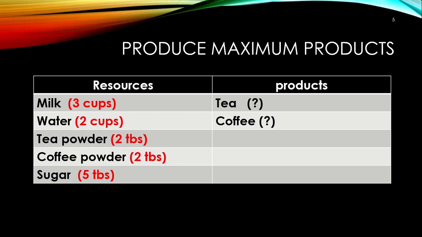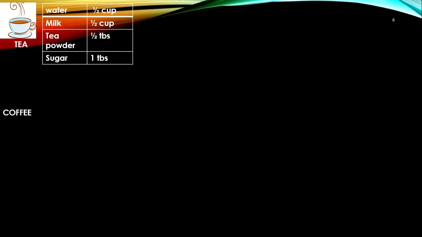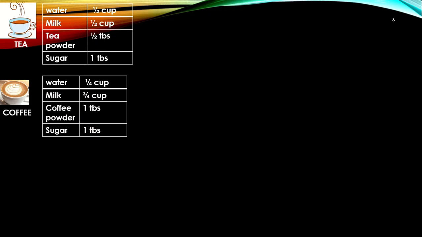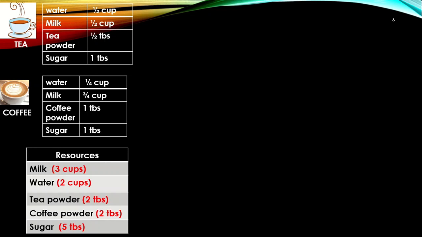So we need an optimum value for the number of cups of tea. Similarly, we want to find out how many cups of coffee I can make out of these resources. If I am going to produce tea and coffee at the same time using these resources, I should find out how many cups of tea and coffee I can make. Then I'm going to sum up all these things here: the composition of the resources for tea and coffee, and the quantity of resources I have in my hand.